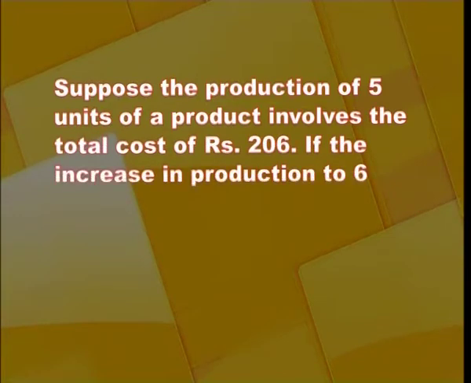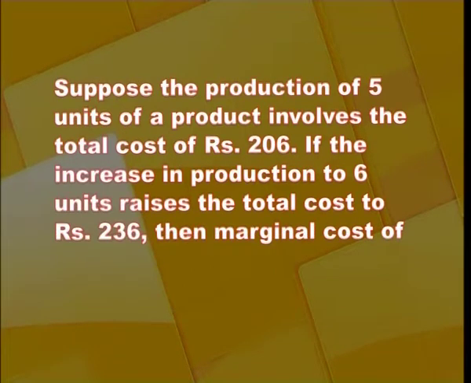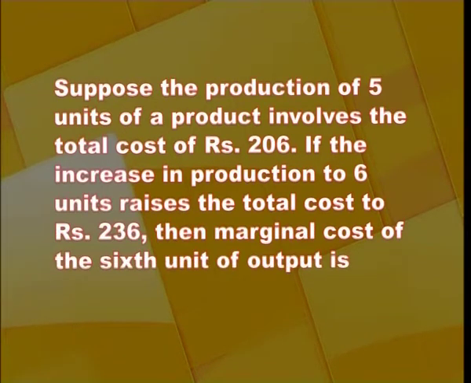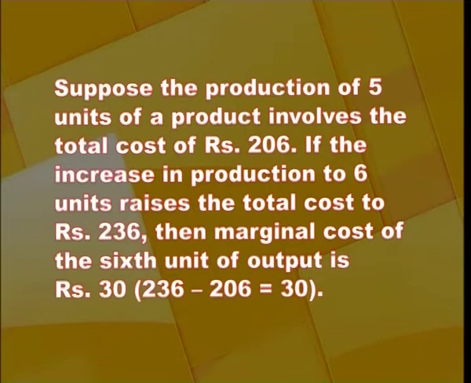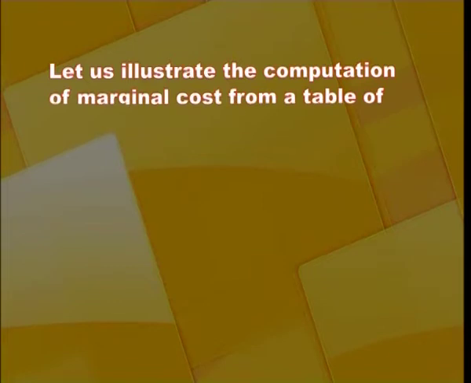If the increase in the production to 6 units raises the total cost to rupees 236, then marginal cost of the 6th unit of output is rupees 30, which is obtained by subtracting 236 minus 206, which gives us 30. Let us illustrate the computation of marginal cost from a table of total cost and output.